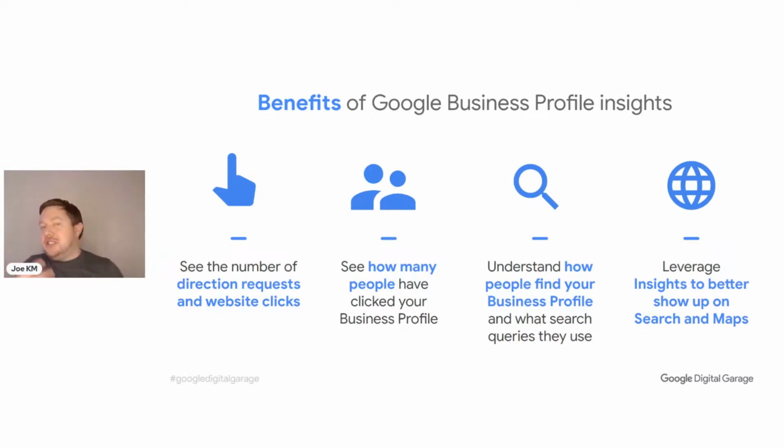So now you can start to use these insights for your own knowledge, for your own business development. Understand how people find your business profile, so what they're actually typing in, and also leverage better insights to show on search, Google search and maps. So now, because you've got this data and you've got a bit of Search Console, bring these all together, write a description that's got the keywords you want to be found in.